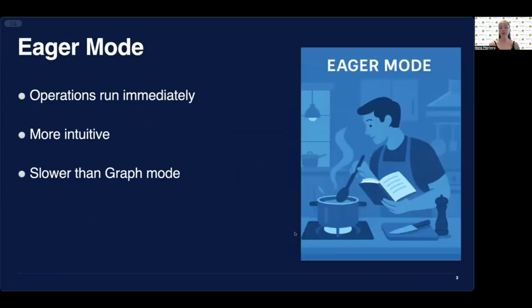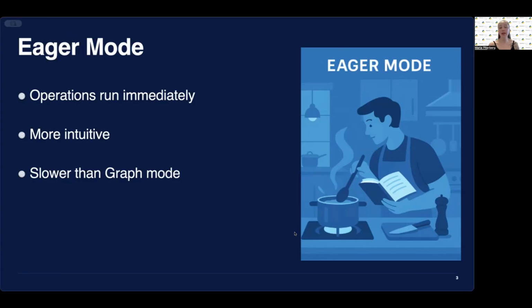In eager mode, everything runs immediately, line by line, just like normal Python code. It's much more intuitive. You can print tensors, inspect values, and debug easily. No separate graph compilation step. This makes it ideal for researchers and prototyping, where you want feedback and interactivity.